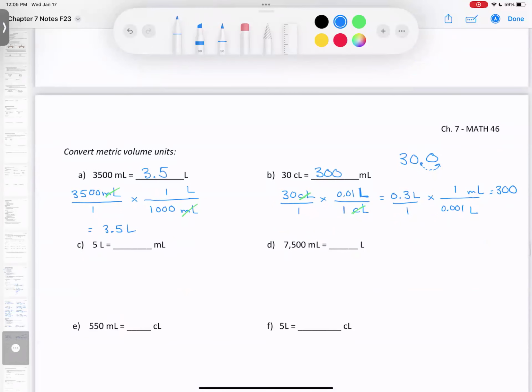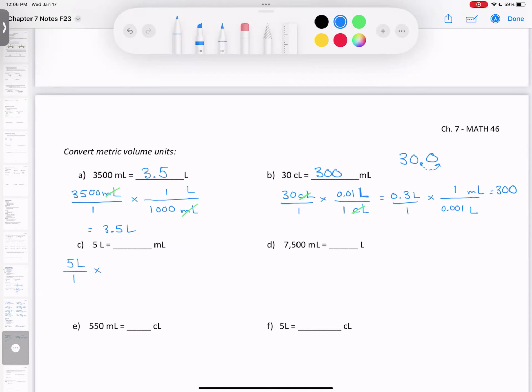Okay, next question. 5 liters equals how many milliliters? So we have 5 liters. I'm going to write that over 1. Now we want to multiply by a conversion factor that's going to cancel out the liters and leave us with milliliters. So pause this video and see if you can figure out that conversion factor.